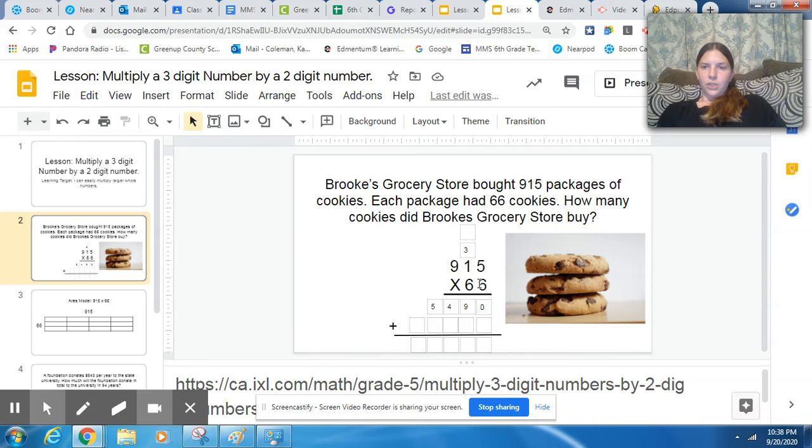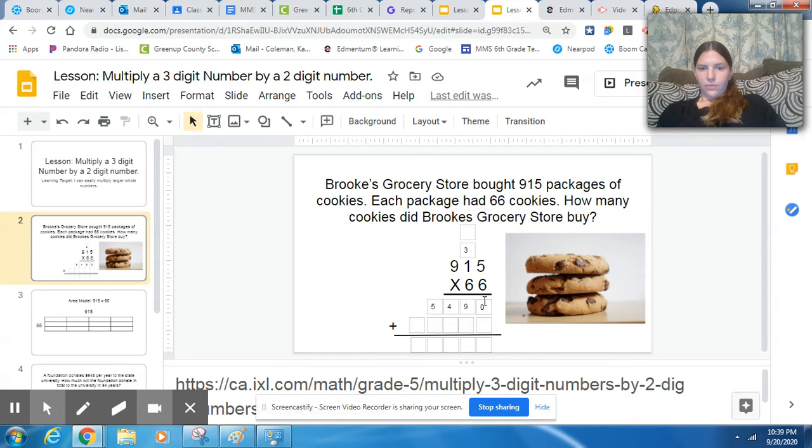So if that was just the number in the ones place, that would be our answer. However, we do have another number on our bottom row, and we have to multiply all numbers on the bottom row. So now we have to multiply that 6 in the tens place. Keep in mind the 6 is in the tens place, so this is actually multiplying by 60. 6 tens, 60. So we're technically multiplying 60 times 915.